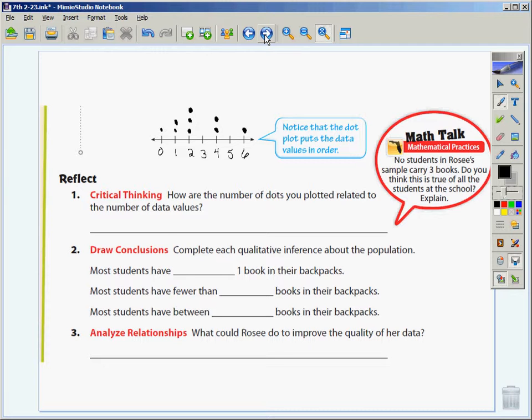They're related because the dots equal every person she's surveyed that has that number. So mathematically, what would we say? They are what? Equal? They are equal. They're the same. Each dot represents a piece of data. Yeah, there's another box there. There's a box right there.